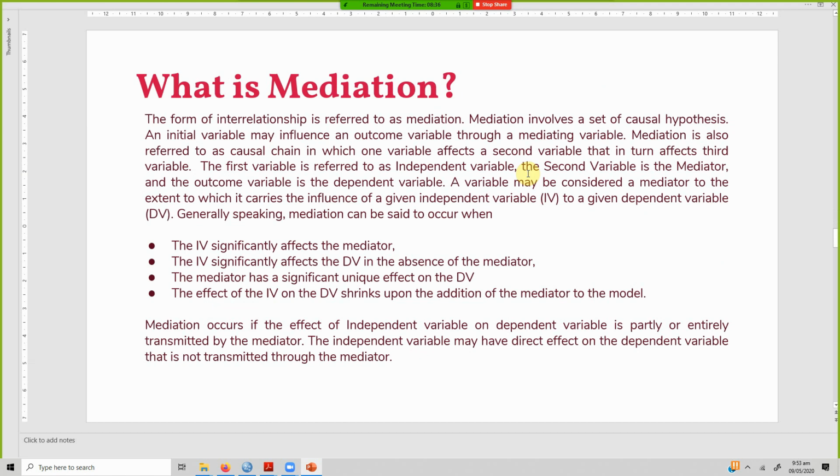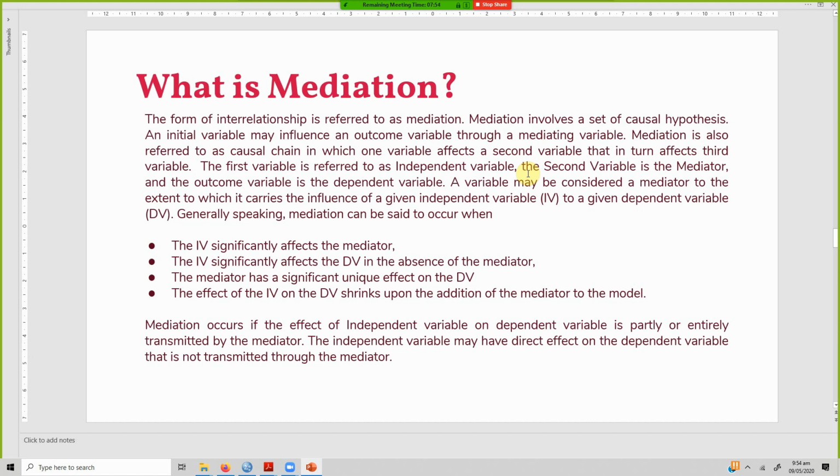What is mediation? This form of interrelationship, the impact of IV on MV and MV on DV, is referred to as mediation. Mediation involves a set of causal hypotheses. An initial variable may influence an outcome variable through a mediating variable. Mediation is also referred to as a causal chain in which one variable affects a second variable, and that second variable in turn affects the third variable. A variable may be considered a mediator to the extent that it carries the influence of a given independent variable to a given dependent variable.